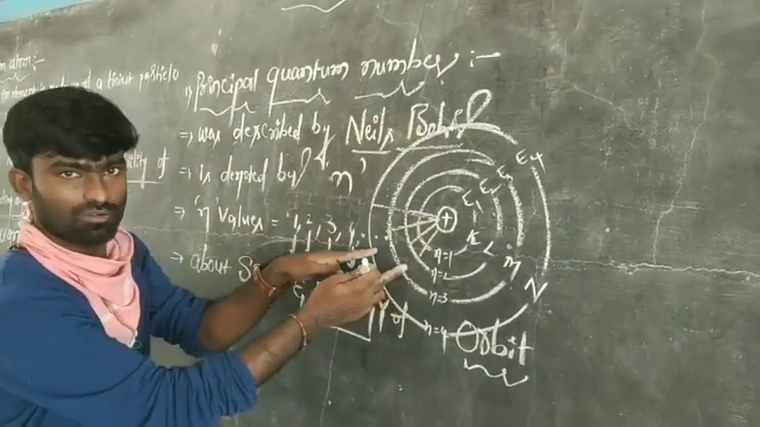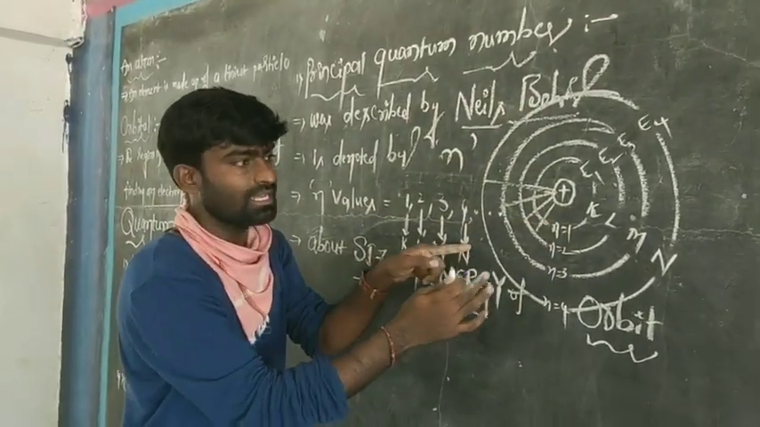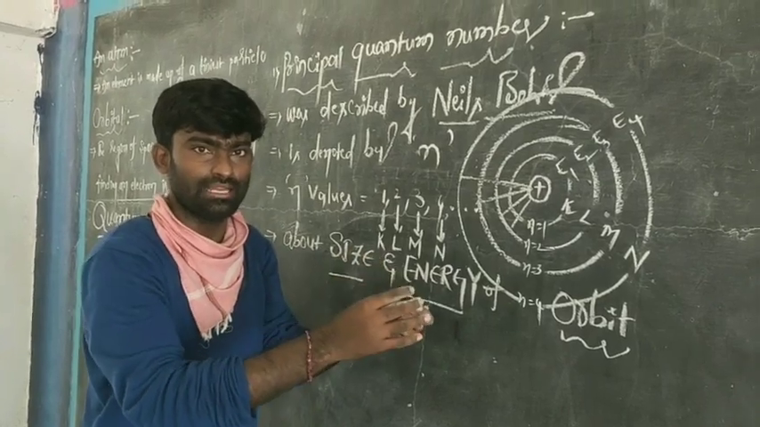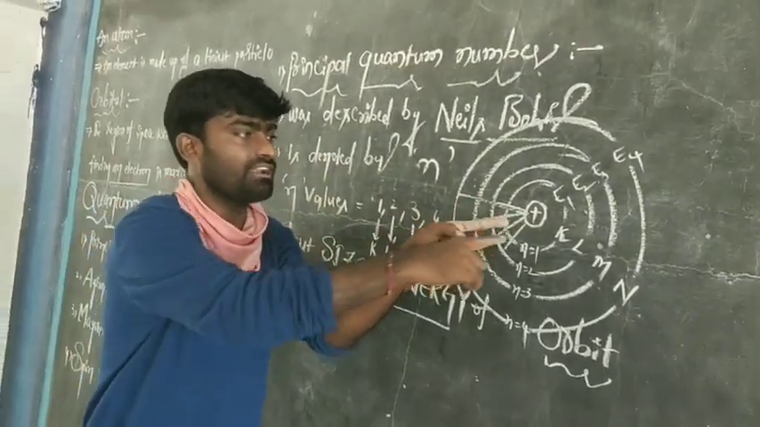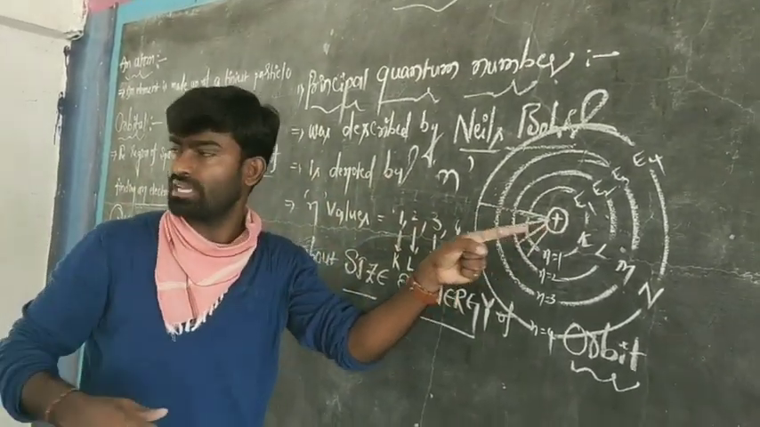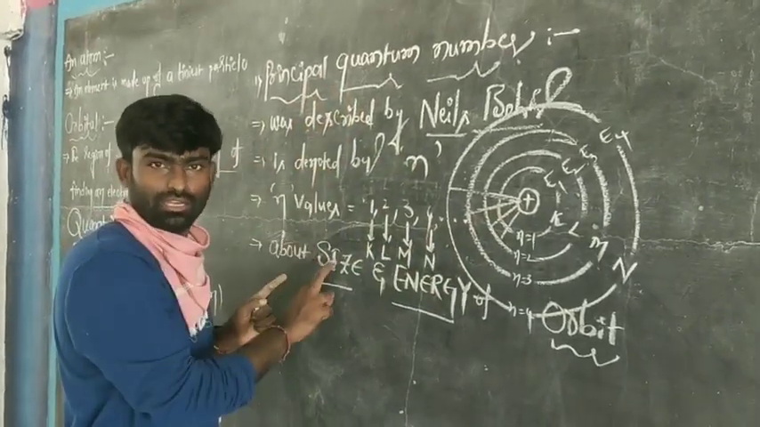If you observe, the size of the orbit is steadily increasing from the nucleus. This is about the first quantum number.